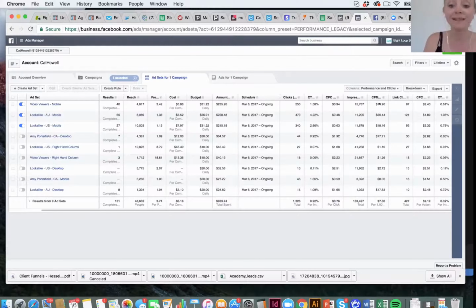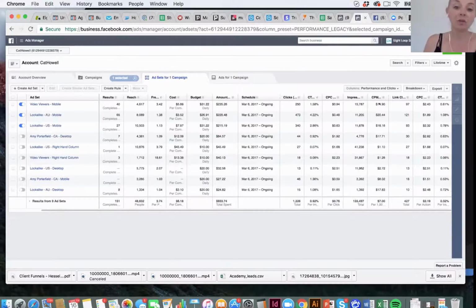Make sure you are excluding people at your ad set level. Exclude people that have already opted in. Exclude people that have already visited the landing page or website. Exclude your customers. That is one way to drop the CPM down.